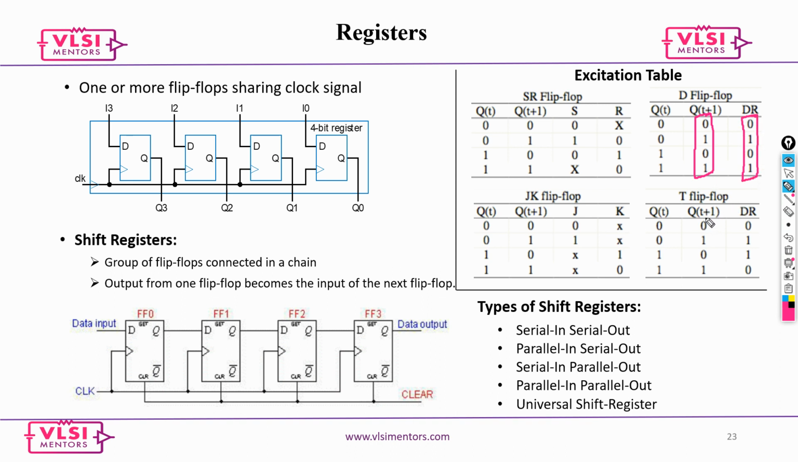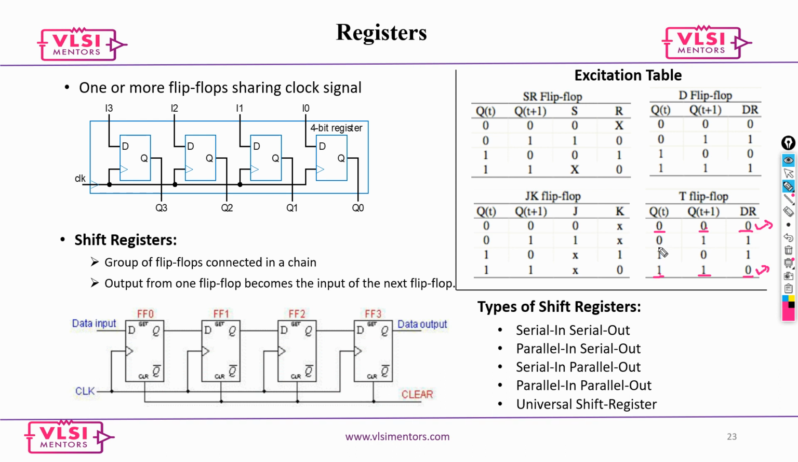But when it comes to T, this is your input, this is your current state, and this is going to be the next state. Here the current state is 0 and the next state is 0, so you can give T input as 0. That means it's a memory, it retains the same thing. Now when the current state is 1 and the next state is also 1, that is also the same memory, you don't need to do anything, you just stay in the same state.